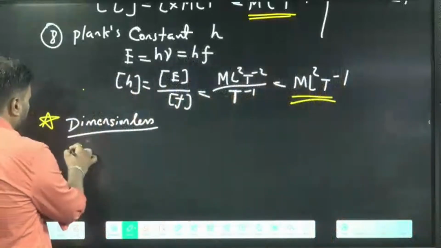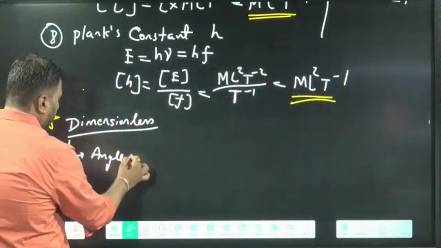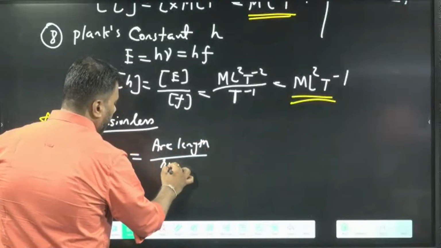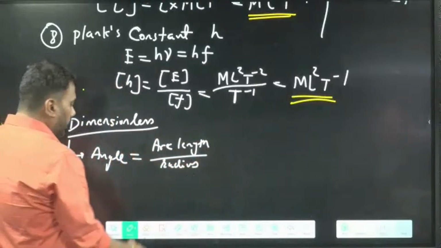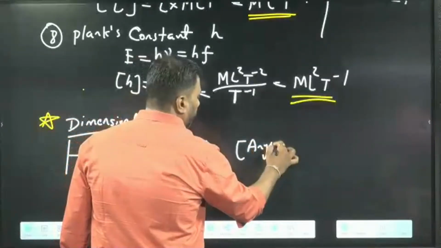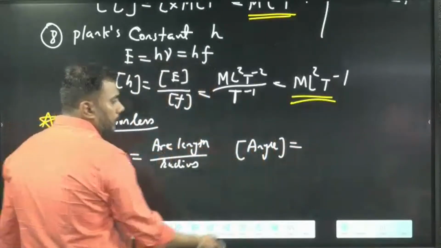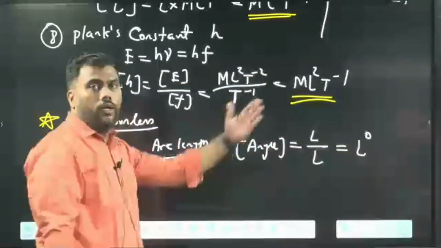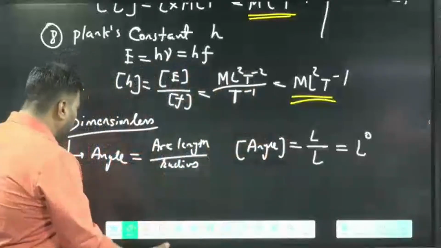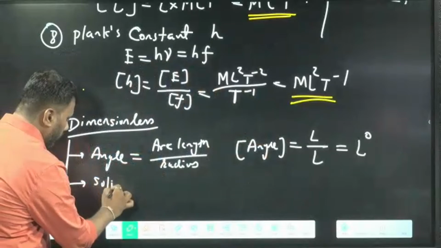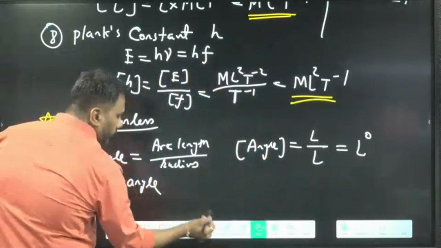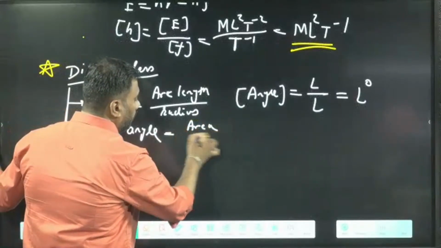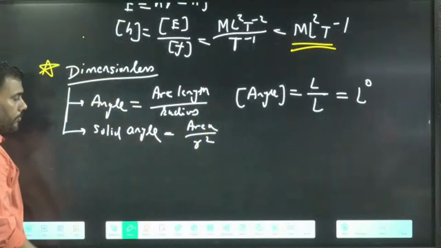There are many examples of dimensionless quantities, like angle. Angle is defined by arc length and radius. It's a ratio. The dimensions of angle will be the dimensions of arc length, which is L, divided by the dimensions of radius, which is also L. So it is L to the power 0. L by L cancels out. Another example is solid angle. Solid angle is also dimensionless. Solid angle is defined by area divided by radius square. So it's again dimensionless.